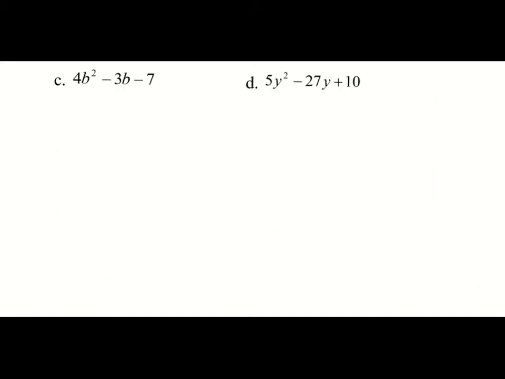All right, let's take a look at C. First thing, again, look for that GCF. I don't see a greatest common factor for 4b squared, 3b, and 7. So I'm going to go ahead and draw my box. All right. And then again, put my 4b squared in the upper left-hand corner, my 7 in the lower right-hand corner, and again, it doesn't matter the signs.